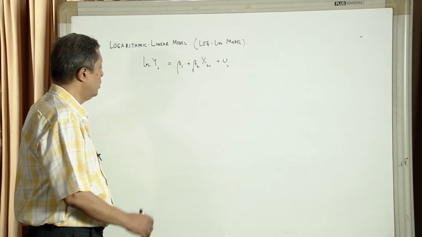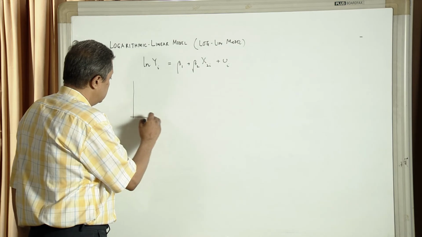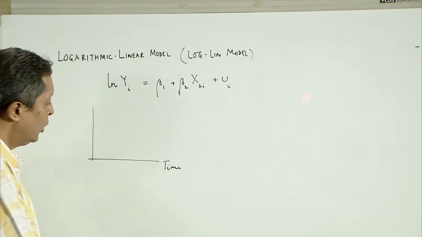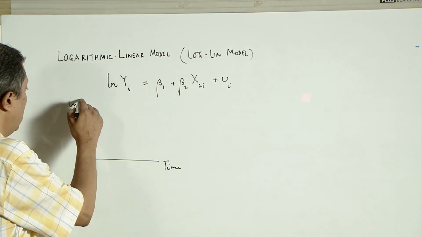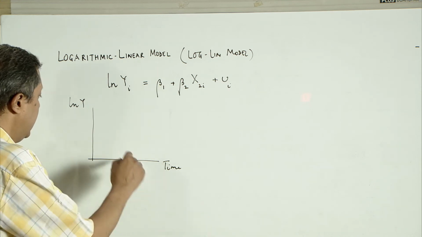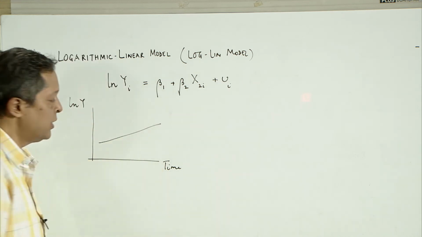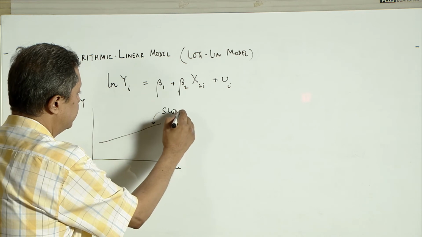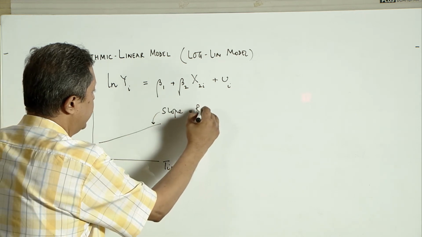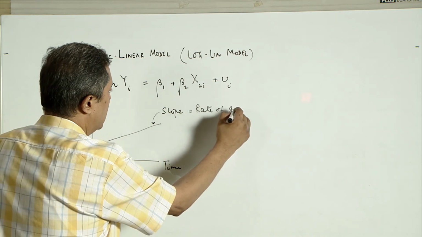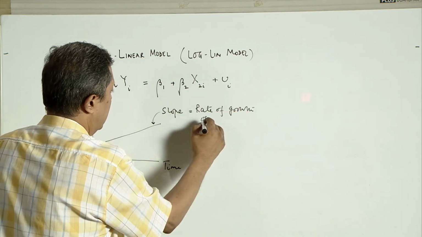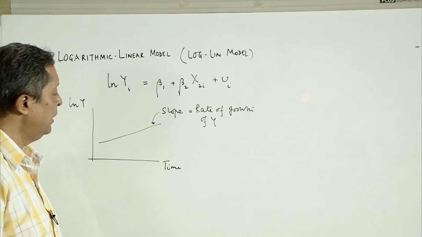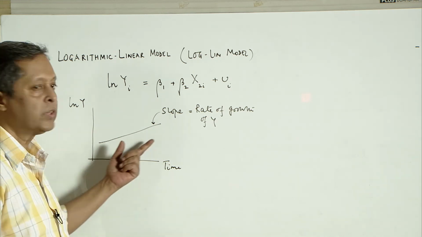This is one particular case where we will briefly touch on data using time series, a very elementary application of time series. So, if we plot time continuous on the horizontal axis and log of y on the vertical axis, and if we get a relation which is linear, then the slope of this is equal to the rate of growth of y.